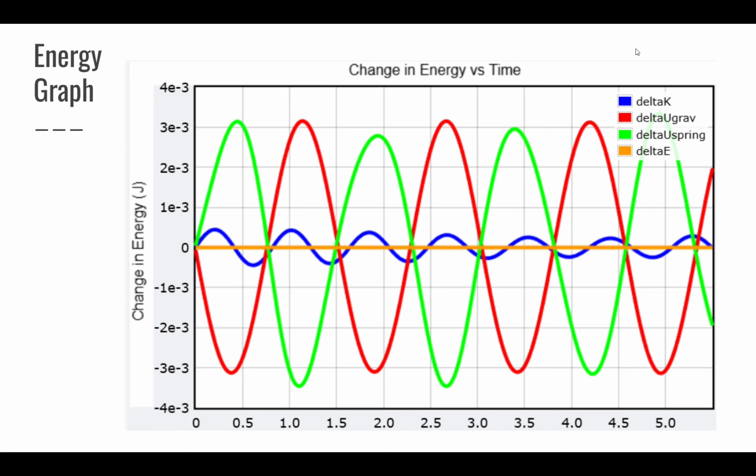And by doing all that, these were the energy graphs I got. So as you can see, delta K sim oscillates, and delta U gravitational and delta U spring oscillate too, except they oscillate like they're the reverse of each other. And delta E, which is change in energy, remains constant at 0.